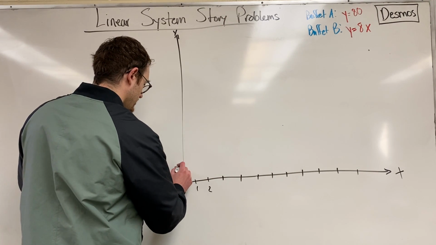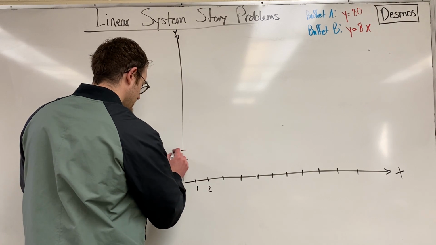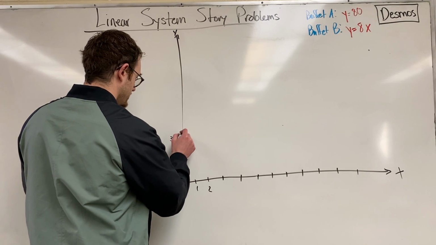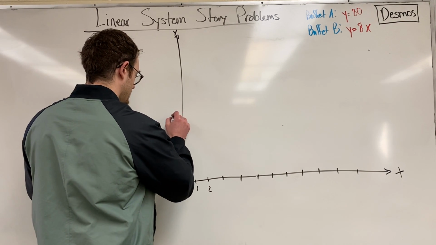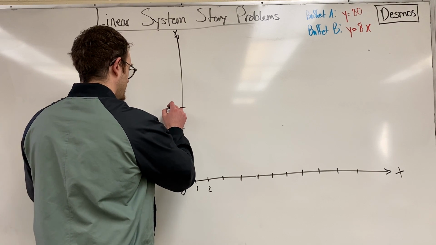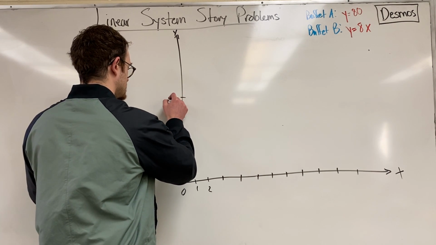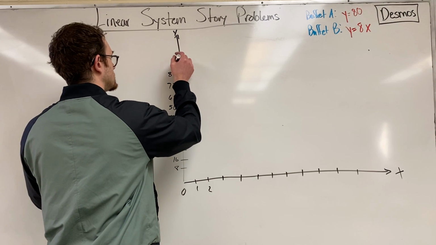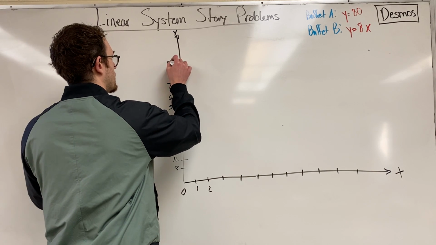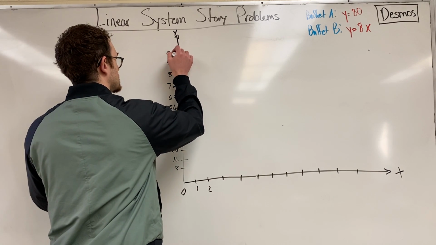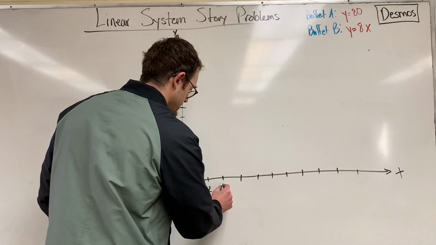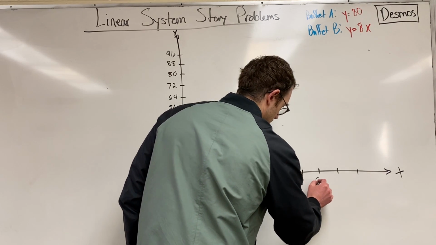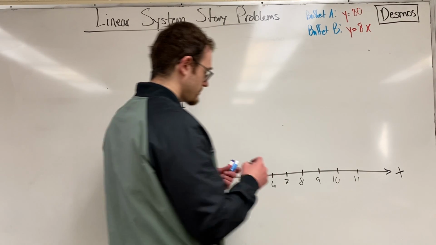So if I go 8, 16, 24, 32, 40, 48, 56, 64, 72, 80, 88, 96. I'm gonna stop there. This is 1, 2, 3, 4, 5, 6, 7, 9, 10, 11.